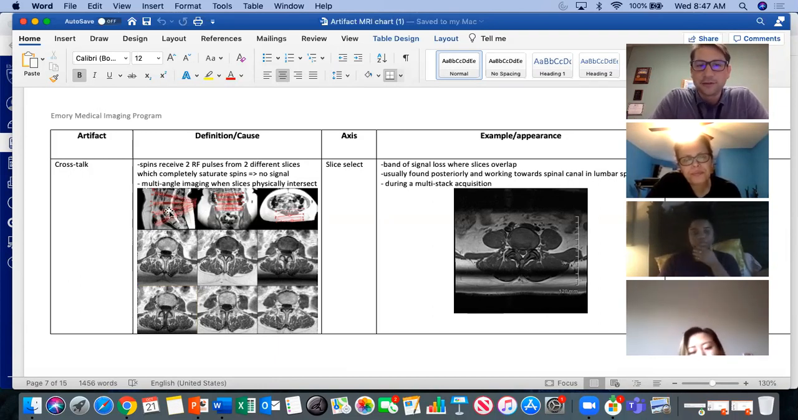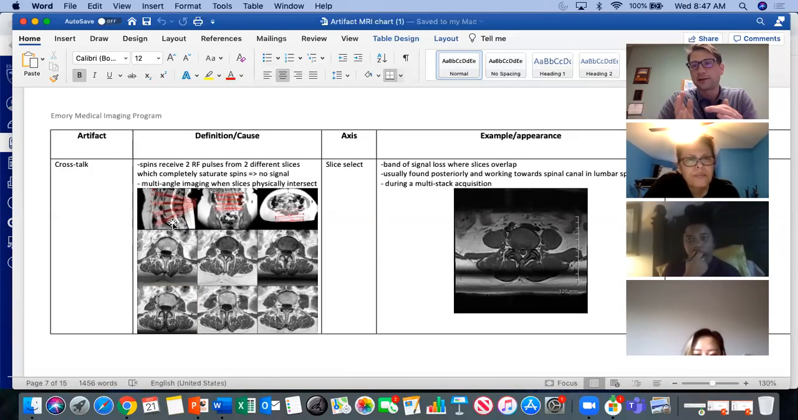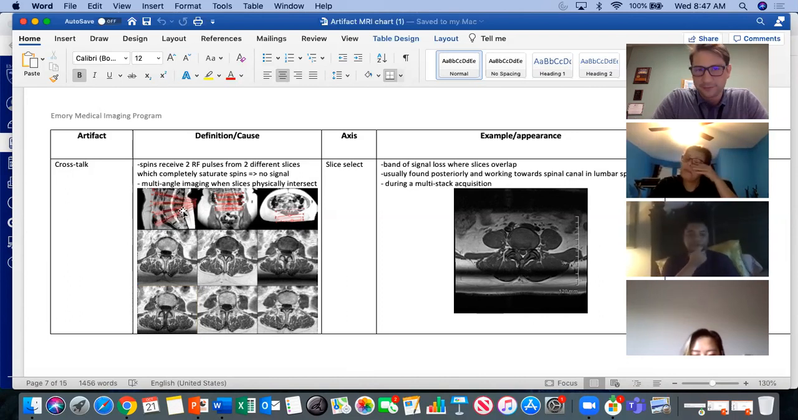You can see here, a common area is when we're setting up our axial oblique L-spine images, trying to go through those disc spaces. We know our L-spine has a lordotic curve to it, and some people have a more lordotic curve, some people are more straight up and down. When you do that, see how at the back here those slices start to intersect. This axis is the slice select because it's how you arrange those slices. The example here is basically a band of signal loss where those slices overlap.